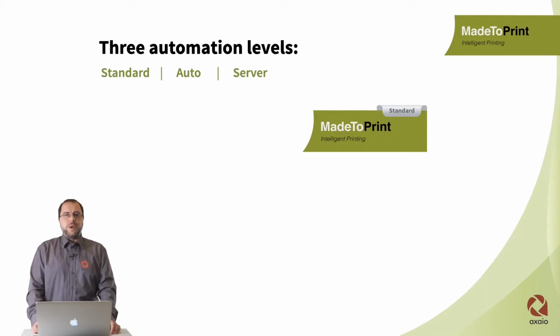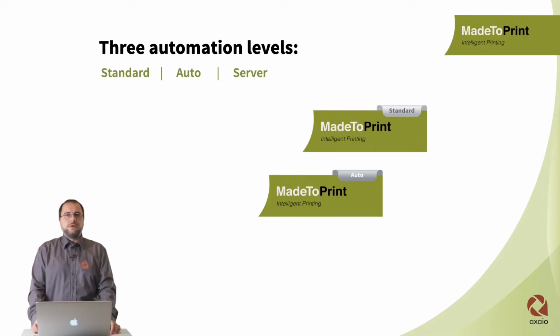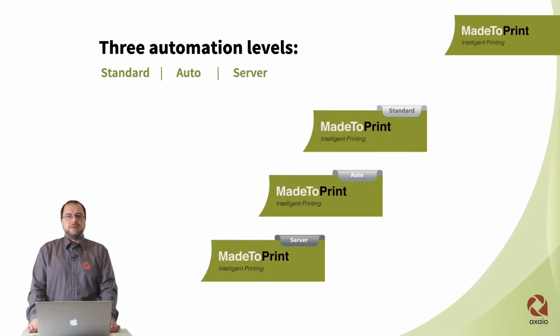But if you need further automation, we also have MadeToPrint Auto available. That has the same functionality as the MadeToPrint standard version, but it also adds a hot folder mechanism, so you can have MadeToPrint Auto run on a dedicated machine. And as soon as InDesign files come into the hot folder, they will be processed according to your settings. And then we also have the InDesign Server variant, MadeToPrint Server. It's a true server solution based on InDesign Server.